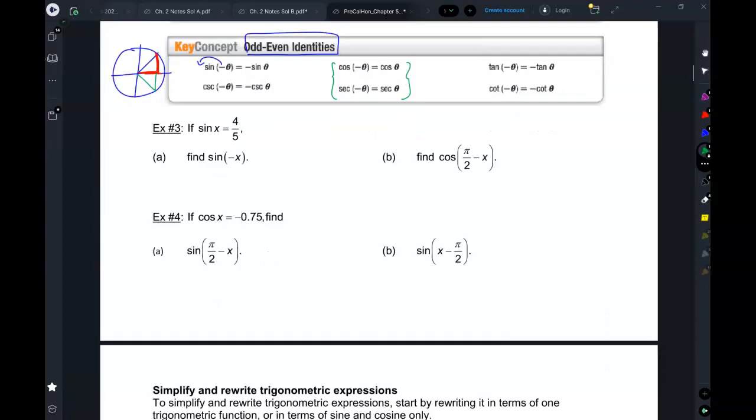So how do I use this? I have sine of x is 4 over 5. What's sine of negative x? Negative 4 over 5.